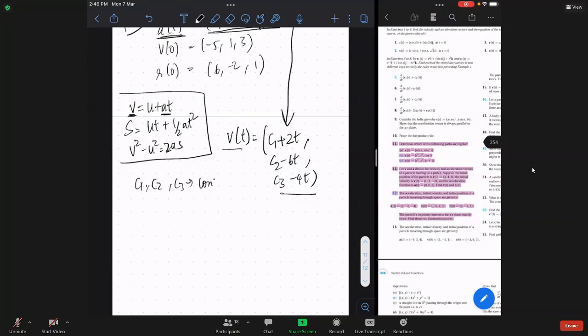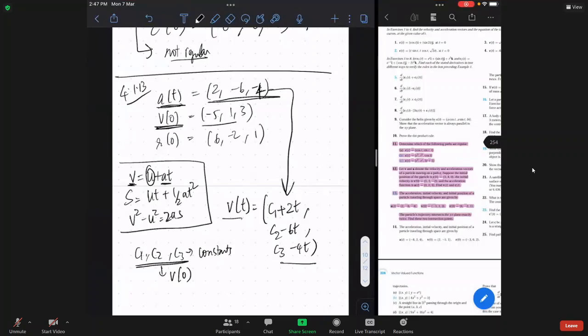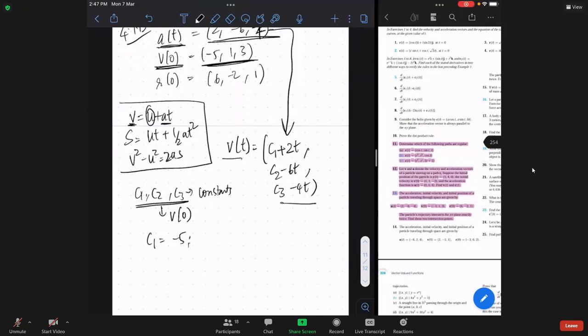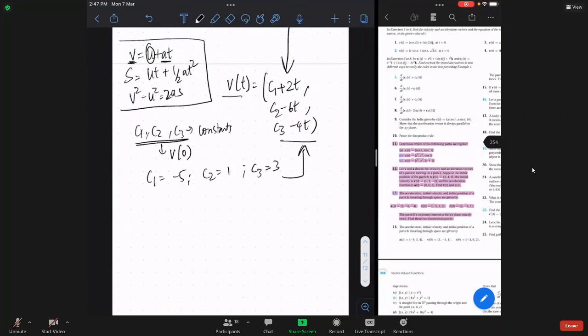There are some kind of constants, and they are basically the velocity at time t equal to 0, because my u is my initial velocity, which is at time t equal to 0. So good for us, they've already given us the velocity at time t equal to 0. Whatever they've given here is basically c1, c2, c3. So my c1 is minus 5, c2 is 1, and c3 is 3. If I use these in this equation, I can rewrite my v of t as minus 5 plus 2t, 1 minus 6t, and then 3 minus 4t.